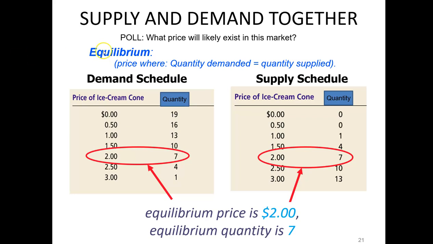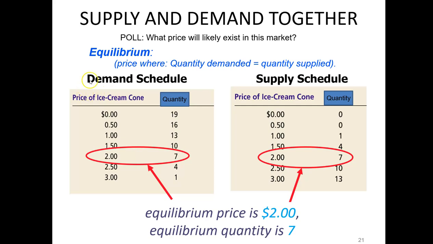So that would be equilibrium. So equilibrium is defined by two things. An equilibrium price, the price at which the quantity demanded equals the quantity supplied. Right? And that's basically how this basic model of supply and demand works.